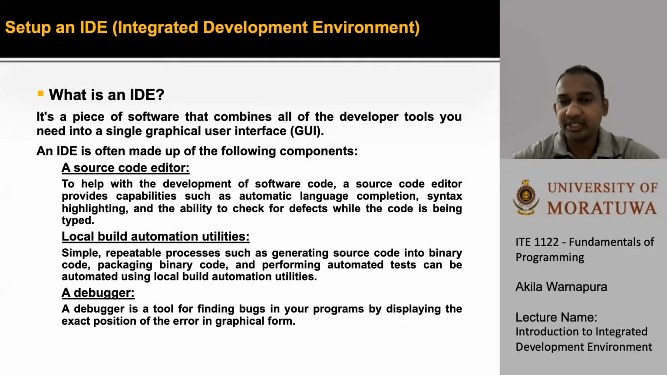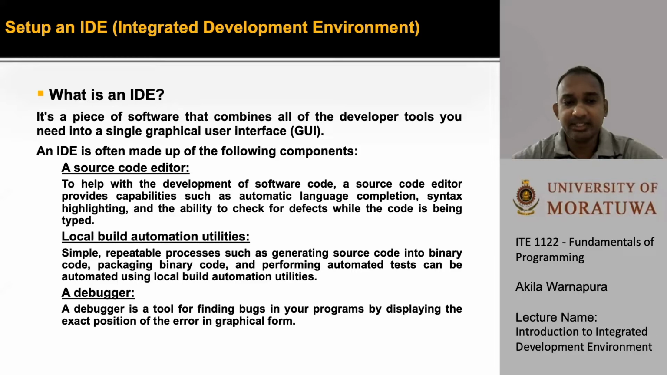Okay, what does it mean by automatic language completion? When you are typing the code, the IDE can identify what you are going to type and suggest suitable words for you, as well as syntax highlighting. If there is a syntax error, it will be automatically highlighted, as well as the ability to check for defects while code is being typed. Next one is local build automation utilities, which means simple repeatable processes such as generating source code into binary code, packaging binary code, and performing automated tests can be automated using local build automation utilities. Next one is a debugger.